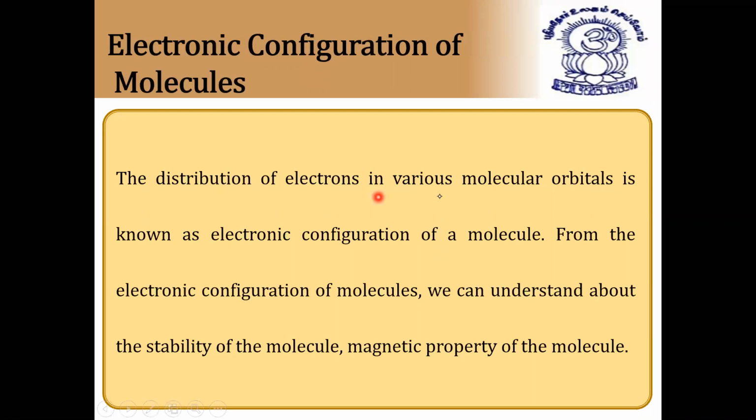The distribution of electrons in various molecular orbitals is known as the electronic configuration of a molecule. From the electronic configuration of molecules, we can understand the stability of the molecule and also its magnetic property. How can we say the magnetic property? If the molecule has unpaired electrons, then it is paramagnetic. If the molecule has no unpaired electrons, then it is diamagnetic in nature.